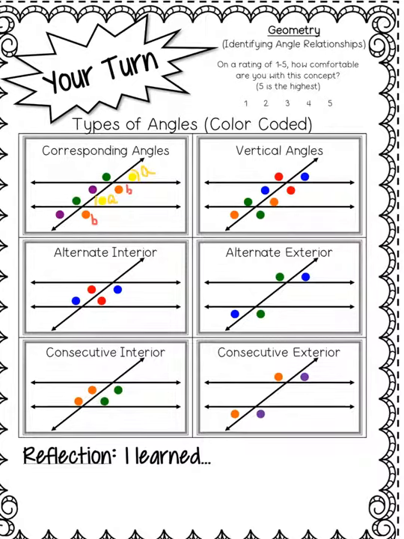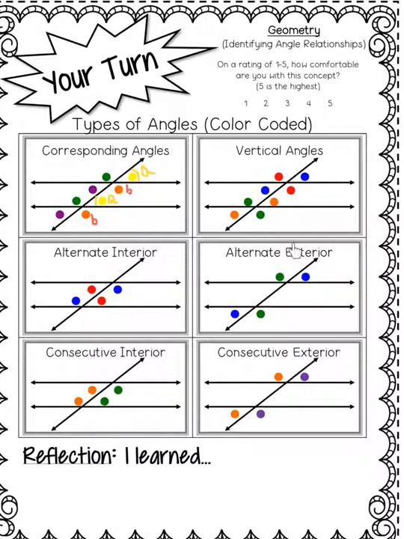Same thing with our vertical angles here. This angle right here is opposite this angle. The blues are opposite each other. The greens are opposite each other, and the oranges are opposite each other. If we look at our alternate interior angles, these two red angles are congruent to each other. This guy's acute and this guy's acute. We also have our blue angles. They're also congruent to each other. Notice they're both obtuse angles.